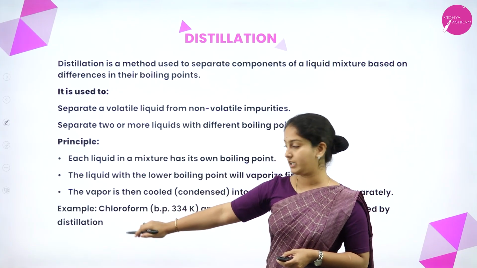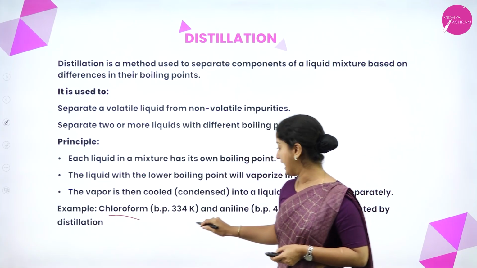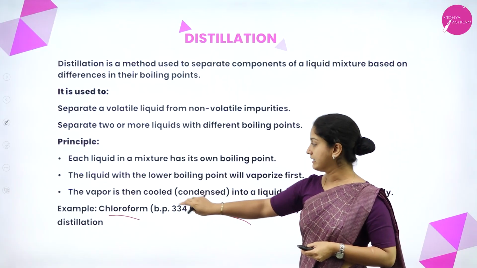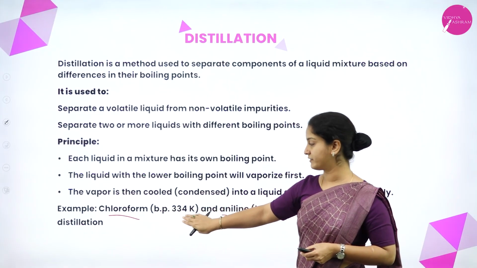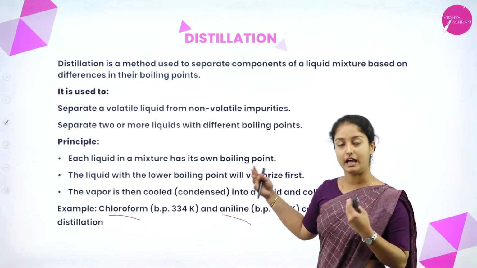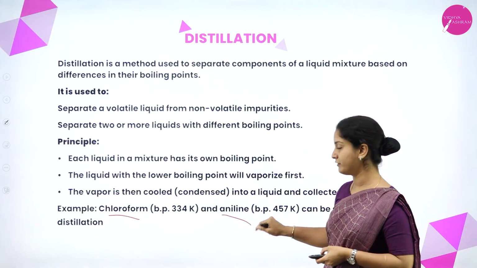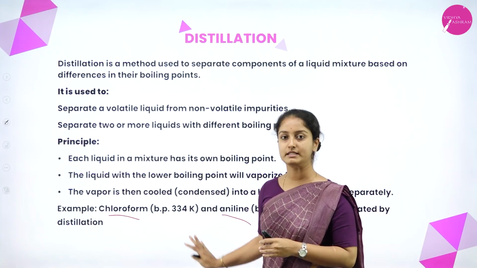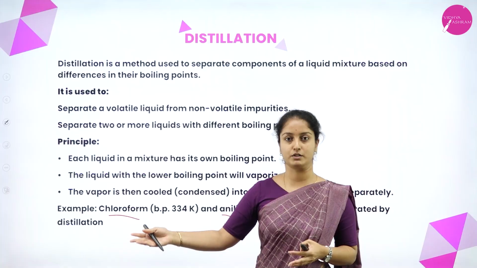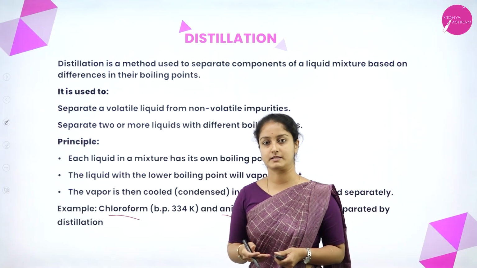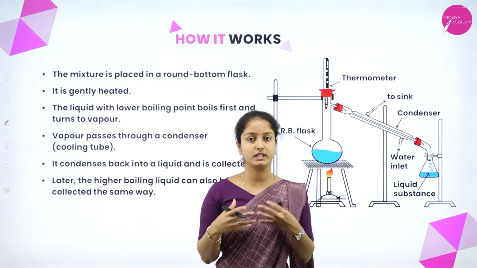An example that can be given here is a chloroform and aniline mixture. Chloroform has a boiling point of 334 Kelvin and aniline has a boiling point of 457 Kelvin. So, this type of mixture can be separated using the distillation process. So, let us understand how it works.